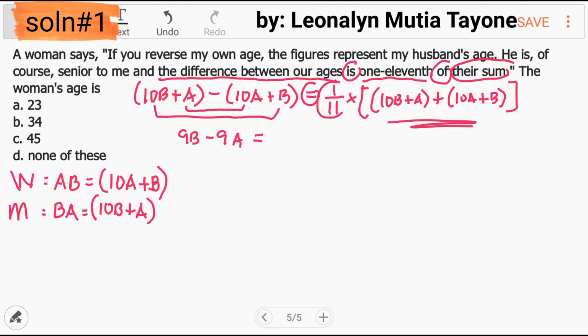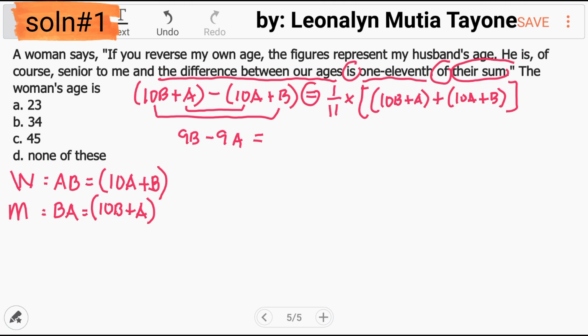Pero itong 1 over 11 times dito ay pareho lang kung ganito ang gagawin natin. Pareho lang ito. Since 1 lang naman yan, i-multiply mo ng 1, pareho lang din naman, erase mo lang si 1, tapos this is over 11. Wait, para hindi kayo malito, ibalik na lang muna natin si 1 over 11 dito. I-solve natin yung nasa loob ng parenthesis.